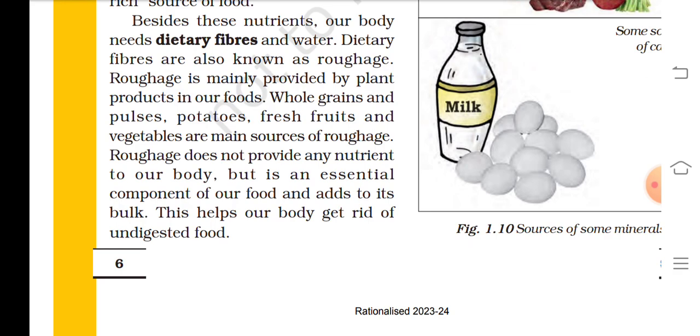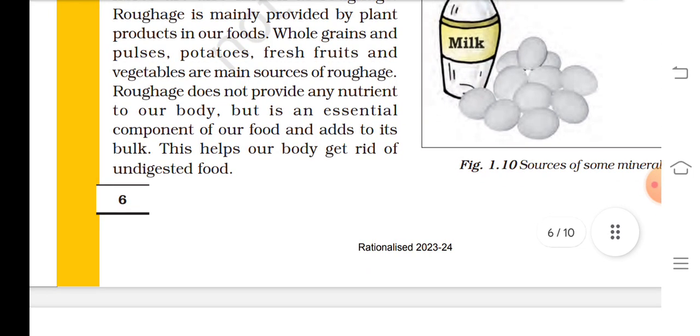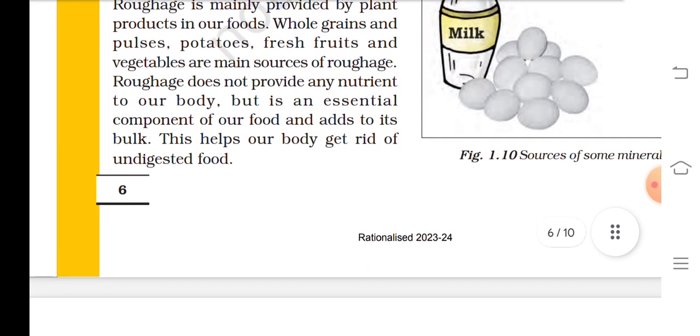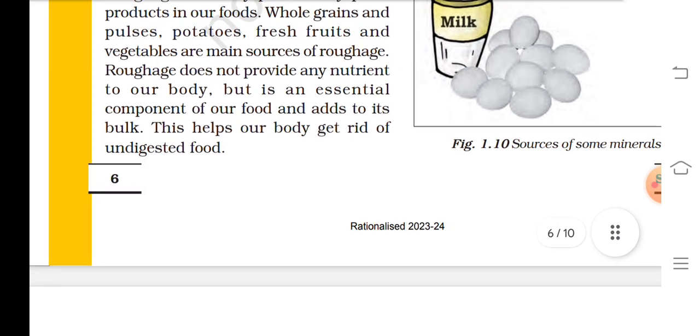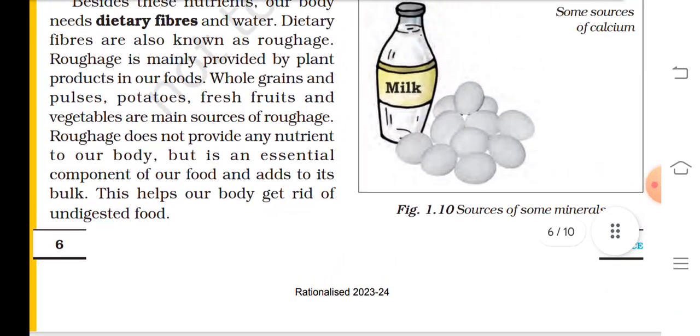Roughage is mainly provided by plant products in our food. Whole grains and pulses, potatoes, fresh fruits and vegetables are main sources of roughage. Roughage does not provide any nutrients to our body but is an essential component of our food and adds to its bulk. This helps our body get rid of undigested food.